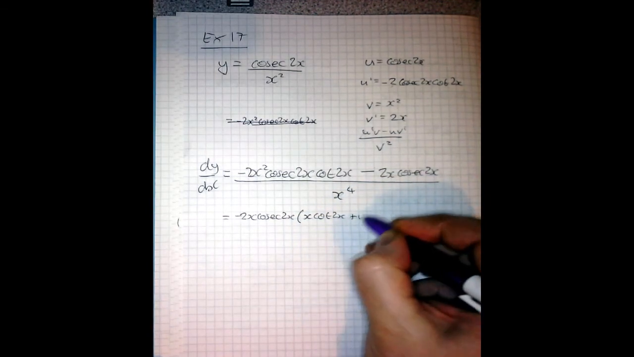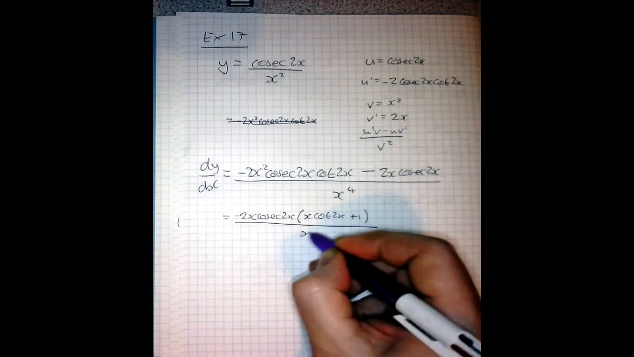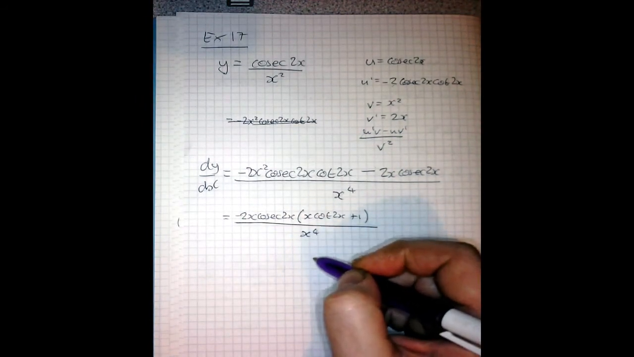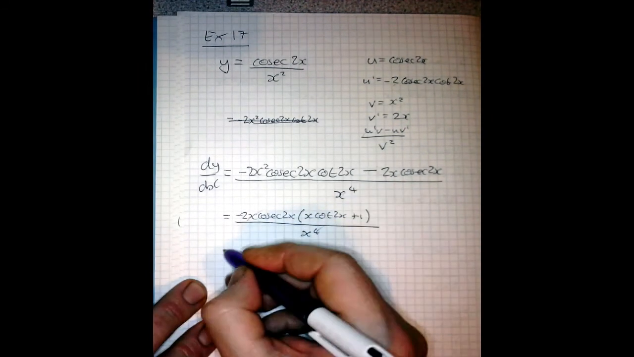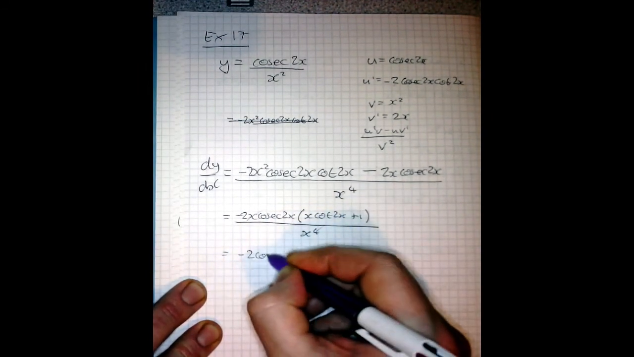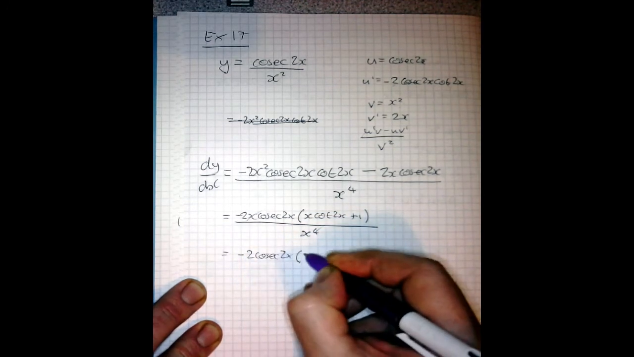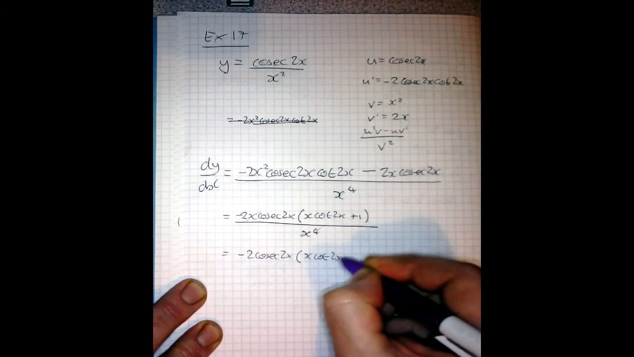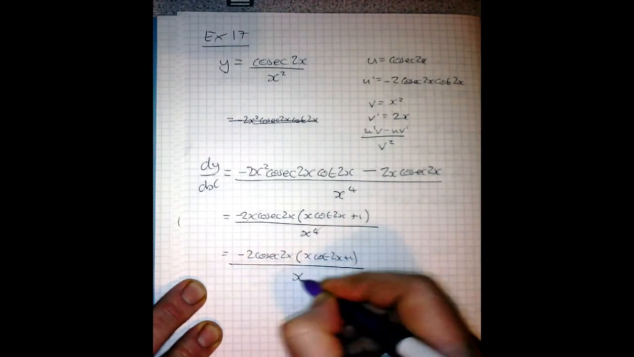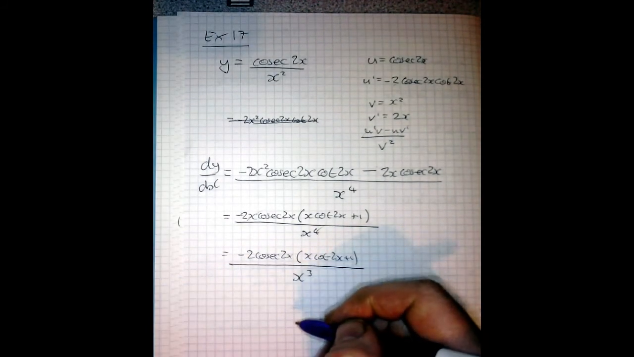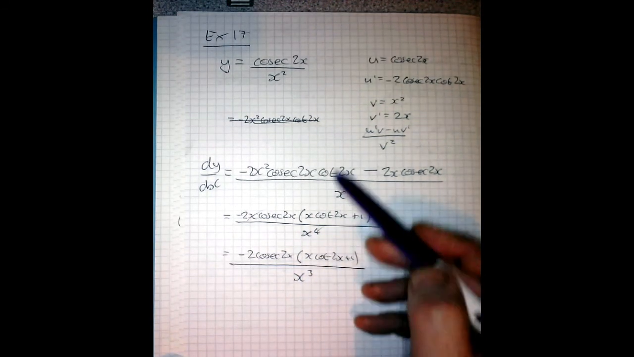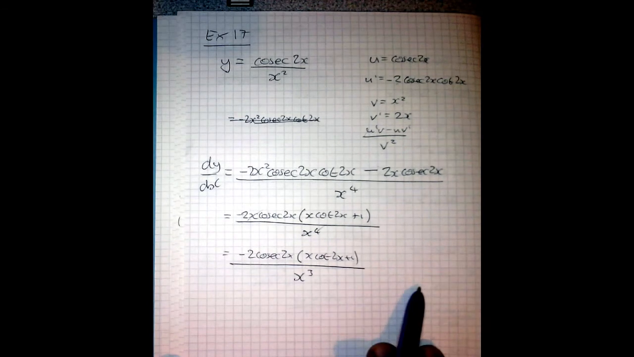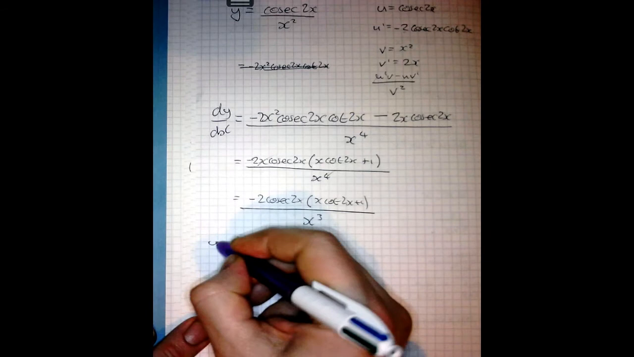Sec cubed x, chain rule again. I'm going to use the standard result, sec goes to sec tan. That's from the book. So 3 sec squared x multiplied by sec x tan x, which of course is 3 sec cubed x tan x, because I've got sec squared x times sec x. Okay, that's example 17.